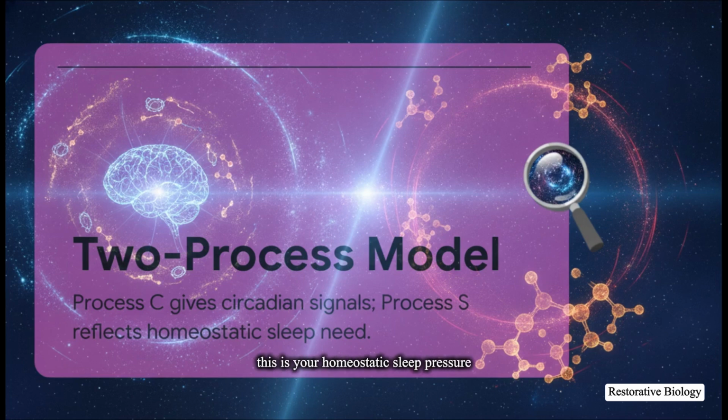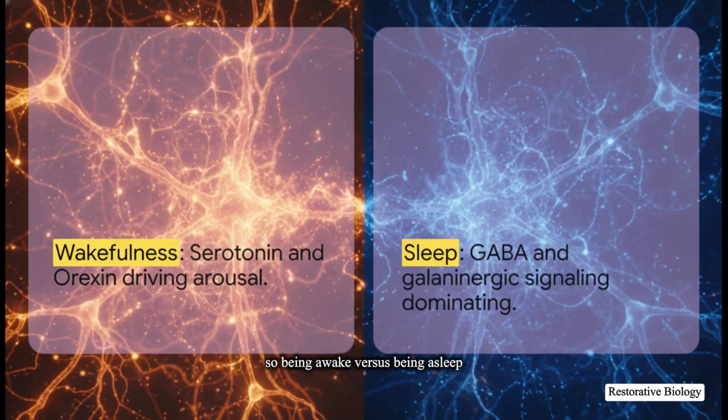This is your homeostatic sleep pressure. As your neurons are firing away throughout the day, spending metabolic currency, byproducts are constantly accumulating. Specifically, adenosine builds up in the brain. So it's this interaction between that rising metabolic pressure and your circadian clock that ultimately dictates your biological need for deep recovery.